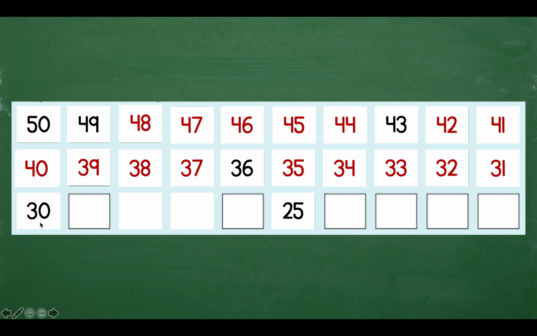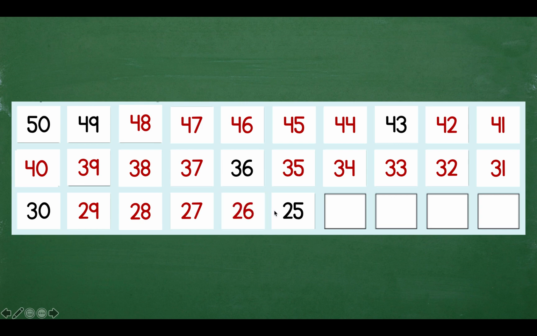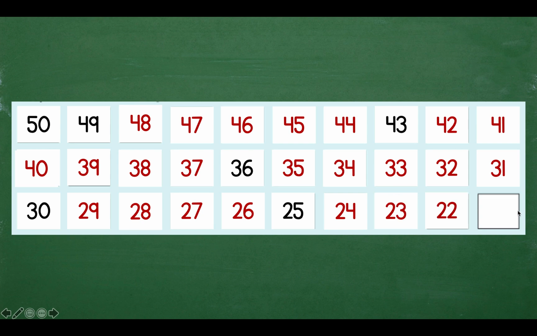What number comes before 30? 29, 28, 27, 26, 25, 24, 23, 22, 21. So we just counted backwards from 50 all the way to 21. Good job.